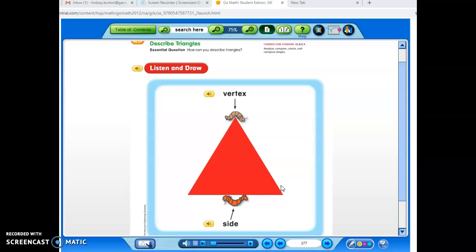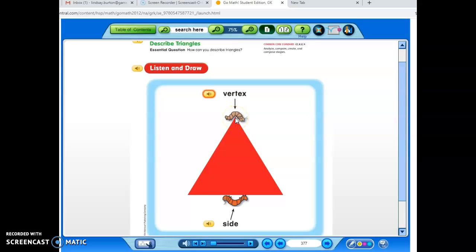Alright, now that you've gotten that done, let's look at this other little worm, this kind of tannish, brownish worm. He's resting over that point on the triangle where two sides meet. Does anybody remember what that's called? Let's see if you know it. Vertex. It's called the vertex, where two sides meet and make a point. We call that the vertex, and if there's more than one, we call them vertices.